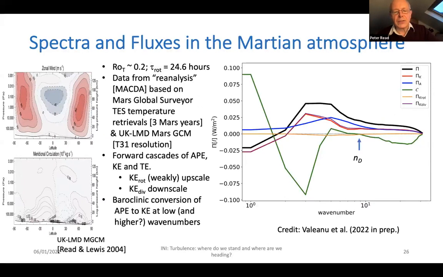But we can see evidence of baroclinic conversion from potential energy to kinetic energy, both at the very low wave numbers, which are associated again with a meridional overturning in a zonally averaged sense. So that's what this segment of the conversion term refers to. But then we also have this region here, also with a negative gradient with respect to wave number, that is associated with baroclinic instability in much the same way as we see on the Earth.